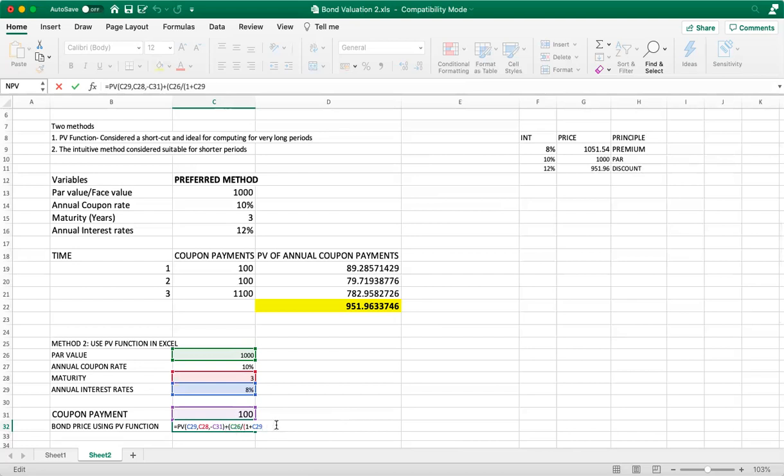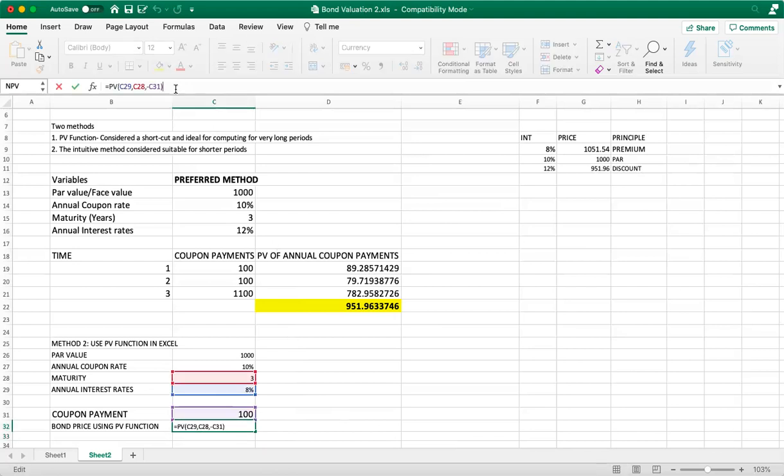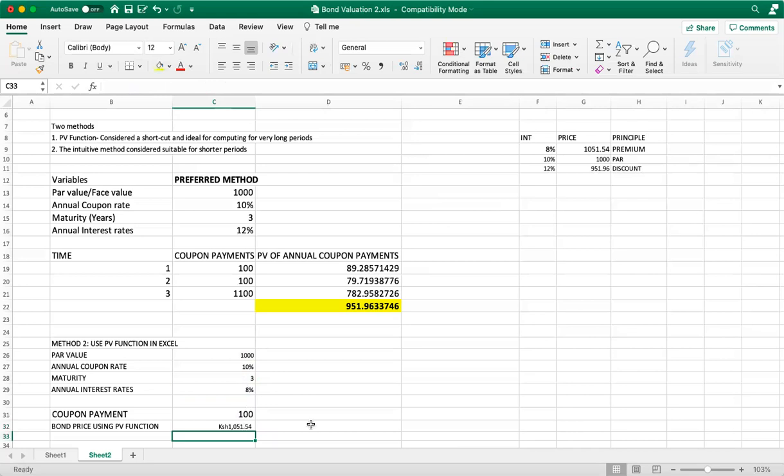Okay, let me first check the first bit. 257. That is correct. So it is the second bit that seems to have an issue. So we have 1,000. Discount it. Yeah. So 1 plus our 8% power. Okay. That is it. So let me expand this.